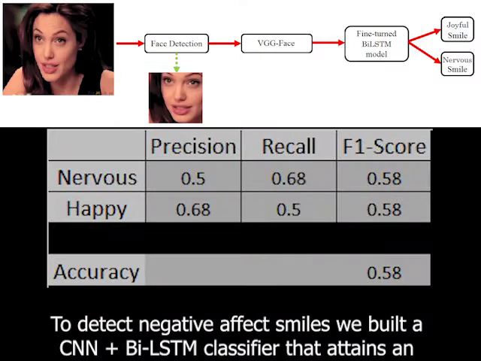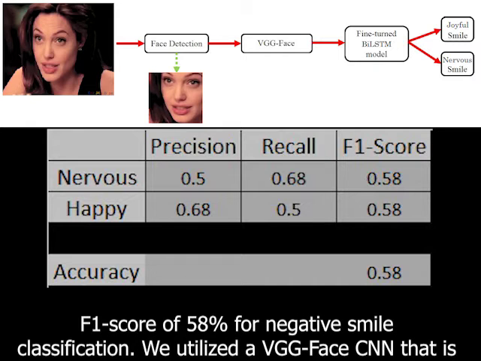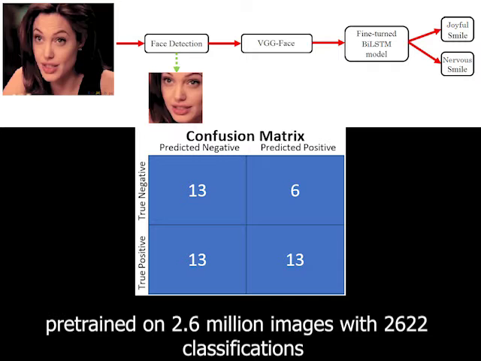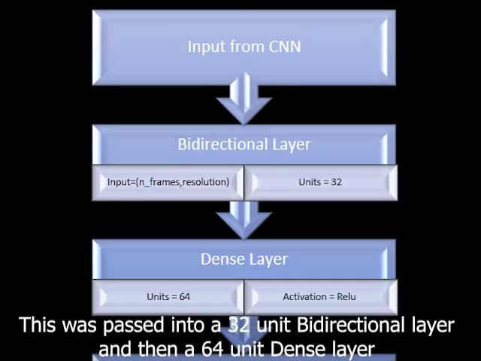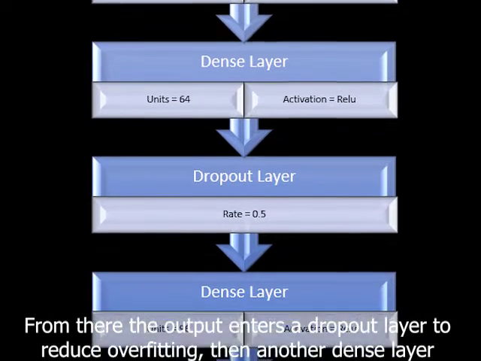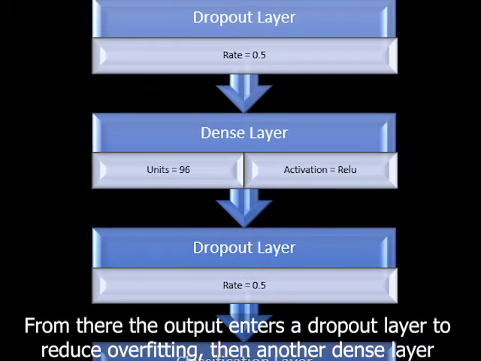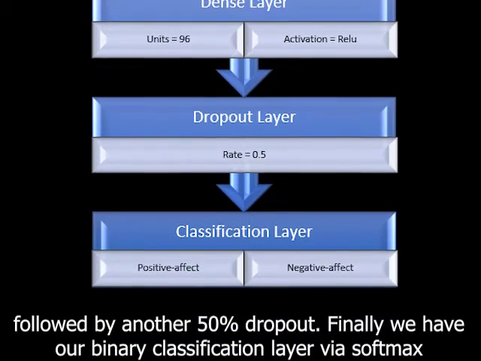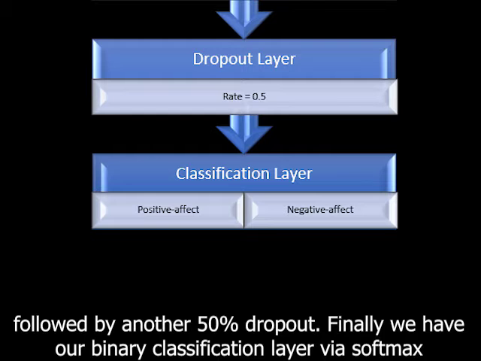To detect negative affect smiles, we built a CNN and bi-LSTM classifier that attains an F1 score of 58% for negative smile classification. We utilized a VGG-based CNN that is pre-trained on 2.6 million images with 2,622 classifications. This was passed into a 32-unit bidirectional layer and then a 64-unit dense layer. From there, the output enters a dropout layer to reduce overfitting, and then another dense layer, followed by a 50% dropout. Finally, we have our binary classification layer via softmax.